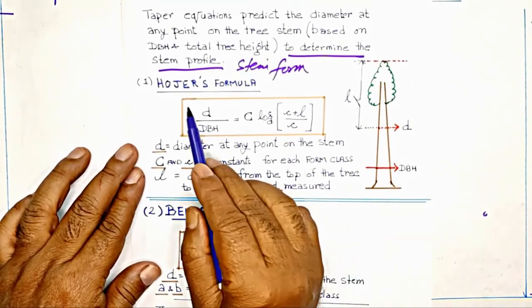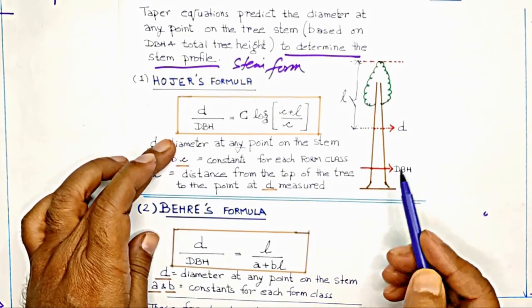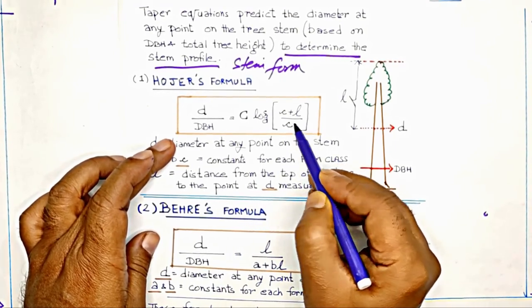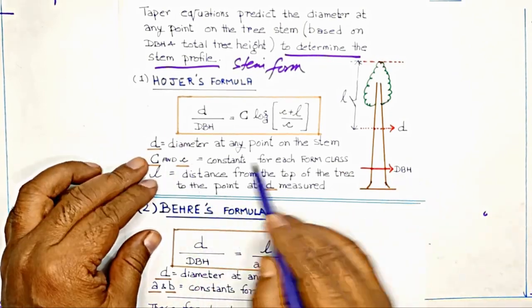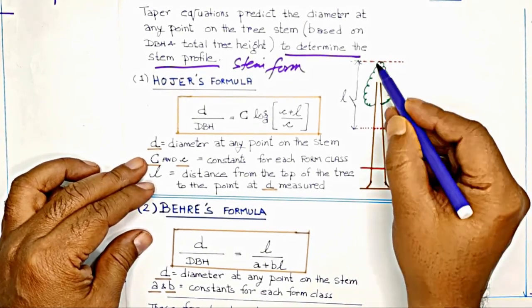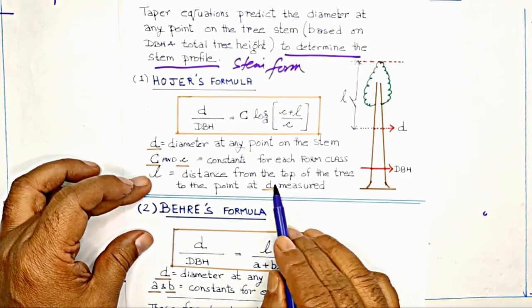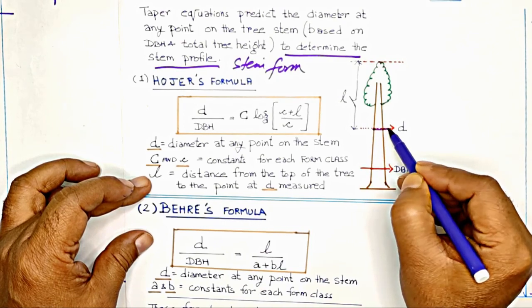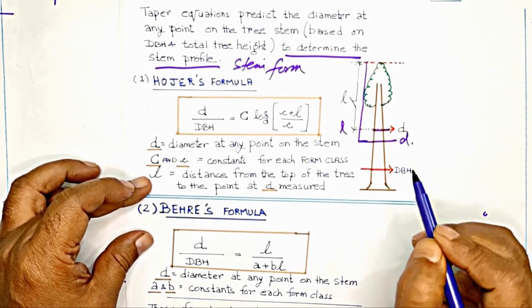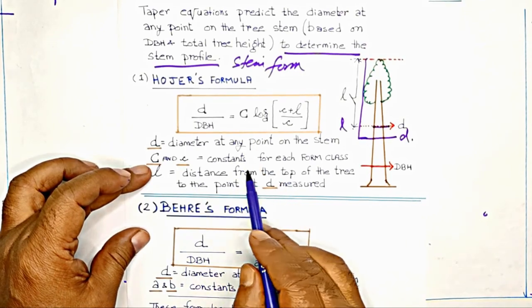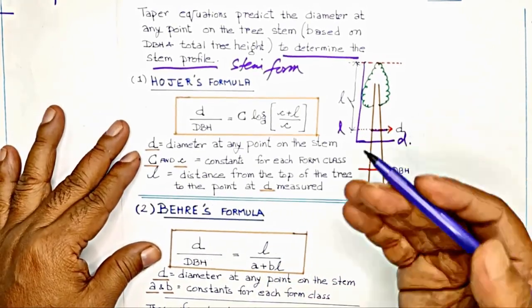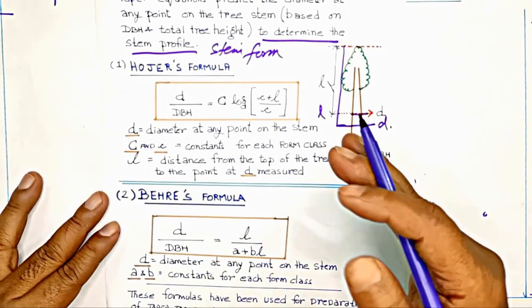Now there are equations, like Hohenadl's formula. Let's see this formula. It says d divided by DBH is equal to C log (c plus l divided by C). Now let's see what d is. d is the diameter at any point of the stem, any point we can take. From where we are taking a point, that is called l. l is the distance from the top of the tree to the point where d is measured. If you are measuring d here, l will be here. If you are measuring d here, l will be here. So at any point we are taking this d. And capital C and small c are constants for each form class. So we put the value and we get the formula. These taper equations help us to predict the stem profiles in future, how it grows.